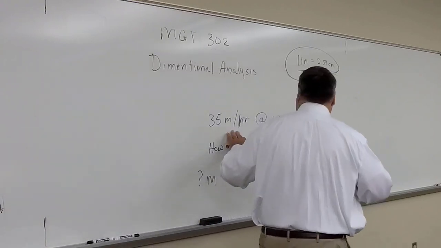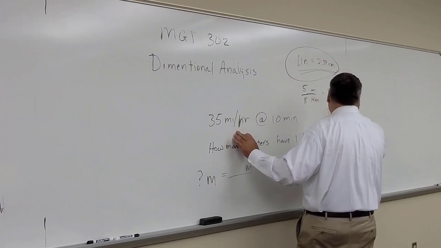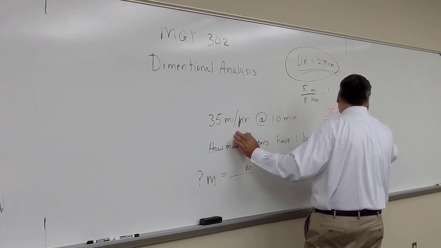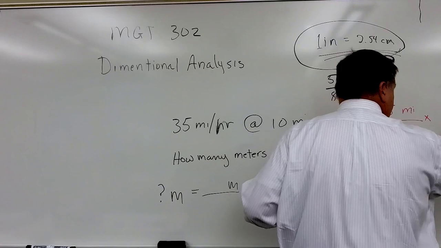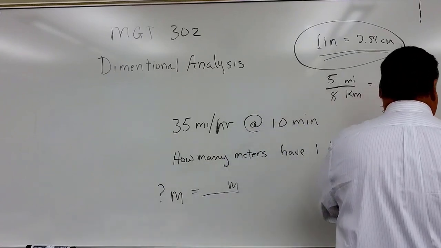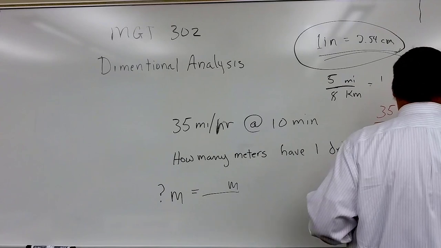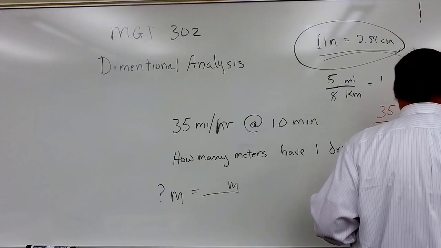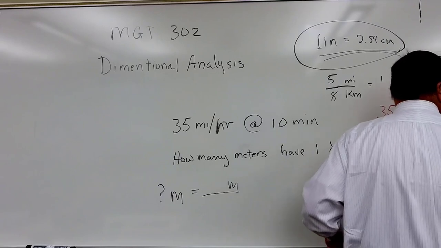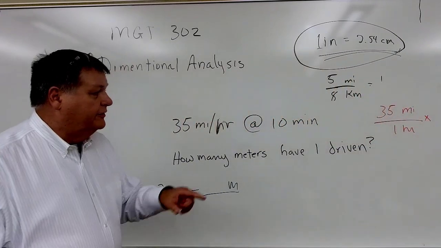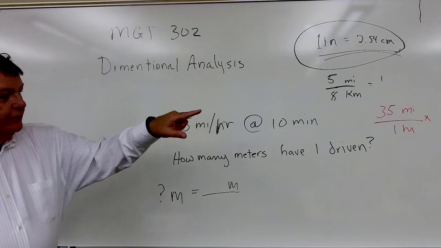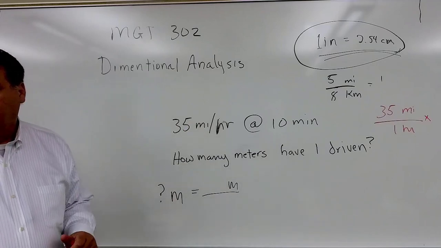No, well, you're close. So you go 35 miles over 1 hour, right? Times 60 over 10 minutes. I'm sorry. Yeah, I did that wrong. So it's going to be 1 hour over 60 minutes. Now you put in over 10 minutes. See, it lets you check yourself when you're doing it. So now you do that and you know exactly what your distance was in miles. Does that make sense?